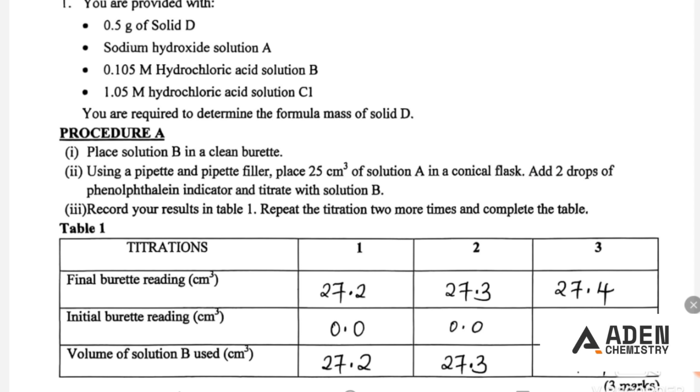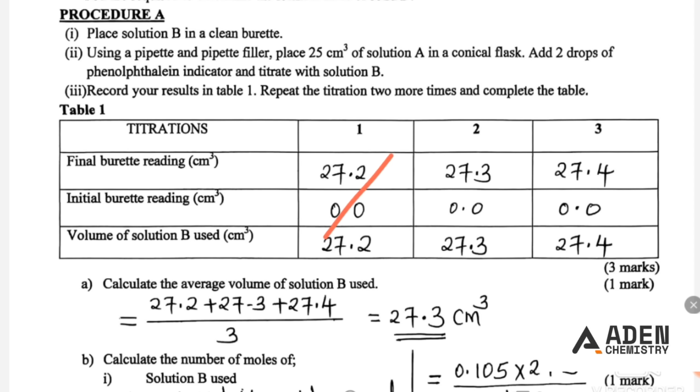Then Roman 3, we are told record your results in table 1, repeat the titration 2 more times and complete the table. So this is table 1. During the exam, this table is empty. For us to fill it, first of all, it is good for a student to fill the initial burette reading to be 0.0. Then we do the first titration. We have gotten 27.2 as first titer. Then we subtract 27.2 minus 0.0. We are going to get 27.2.